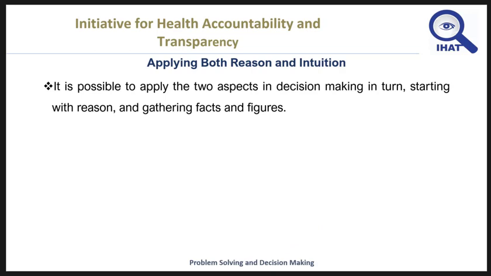It is possible to apply the two aspects in decision making in turn. You start with reasoning and gathering facts and figures. Once an obvious decision is reached, it's the turn of intuition. How do you feel about the answer? Does it feel right? If not, you take another look and you see if you can work out why the solution is not feeling right. If you are not emotionally committed to the decisions you have made, you won't be able to implement them well or effectively.